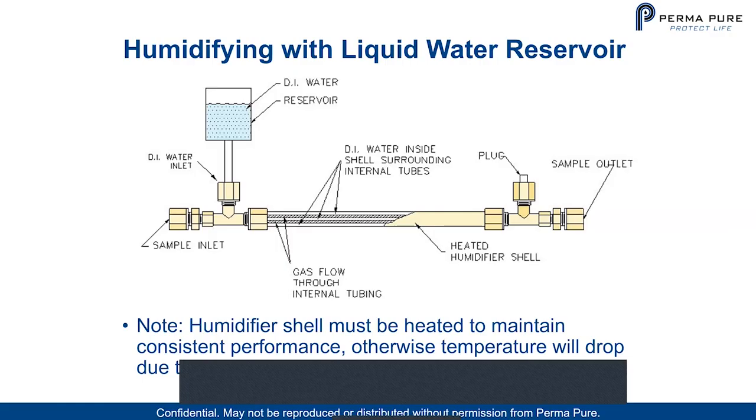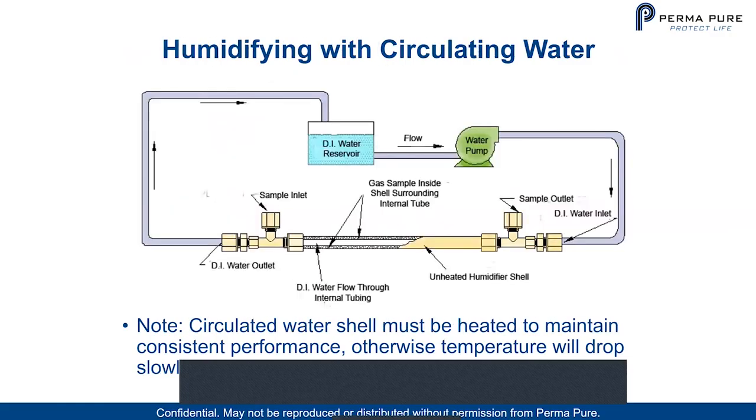What I like better is humidifying with circulating water, where you're heating the water and circulating it fast enough. I think the rate is something like 1/10 to 1/4 of the flow of the gas stream. You circulate the water through the humidifier, on the outside and inside of the tube, and your sample is on the outside of the tube. This gives you the best performance.